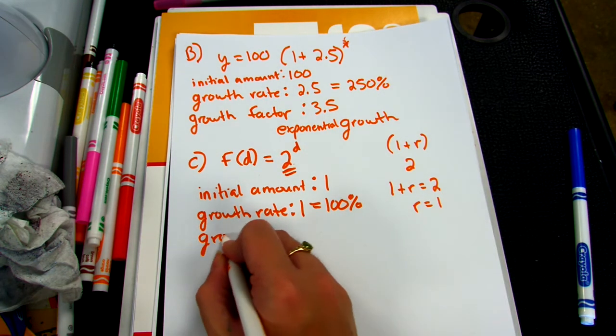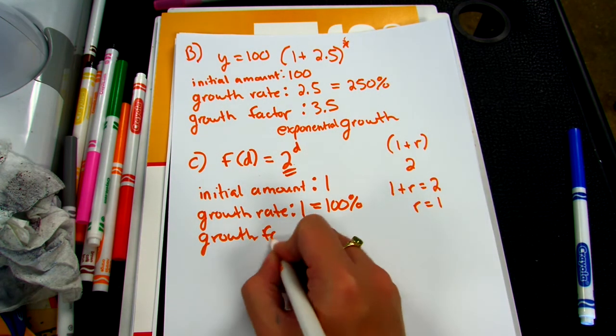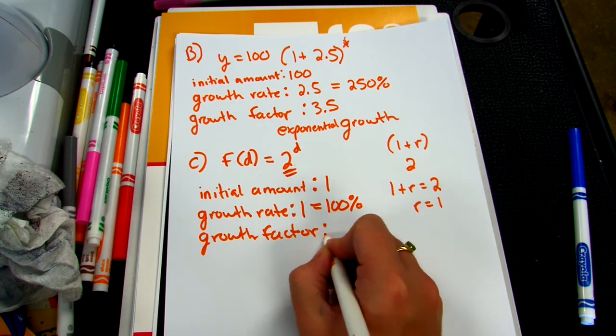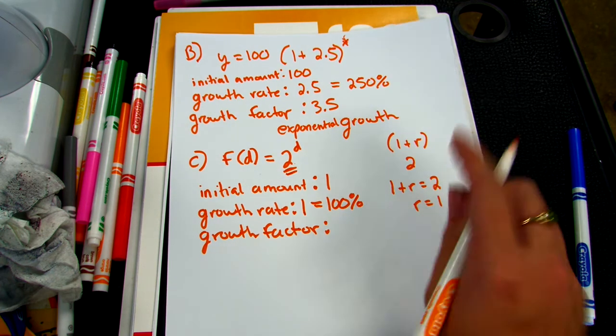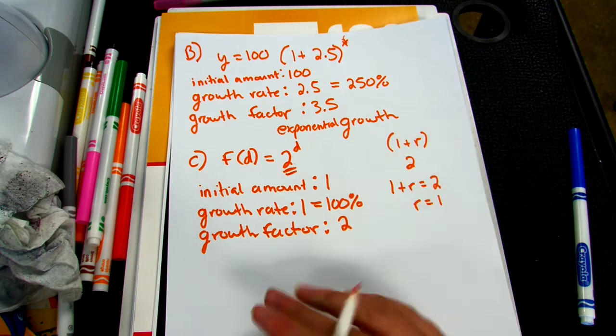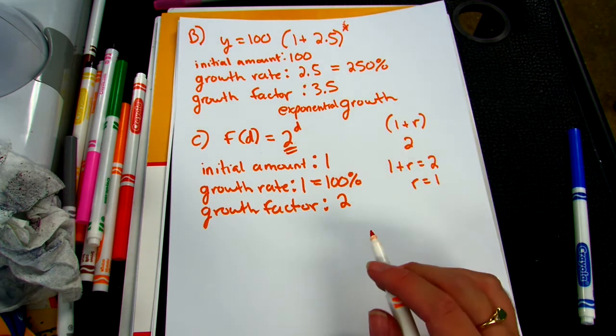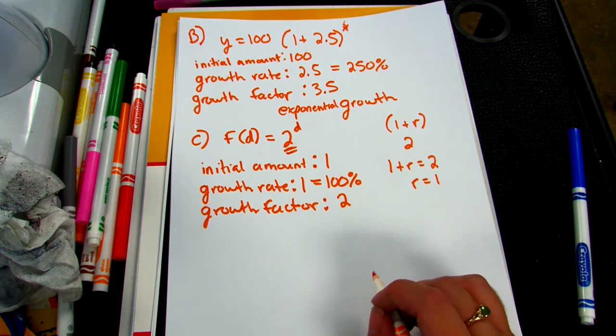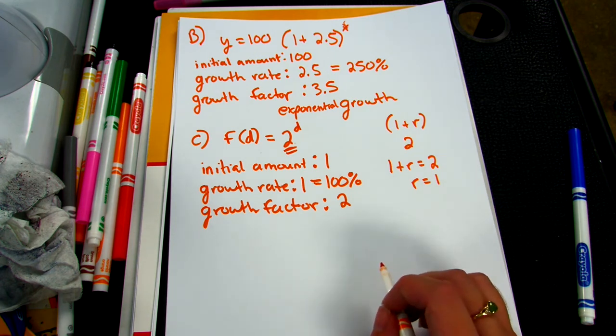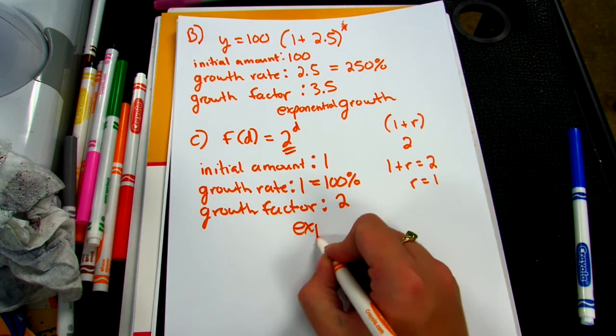And then next question, what is the growth factor? We already said that that would be 2. So is it an exponential growth or an exponential decay? Well, since our r is greater than 0, we have an exponential growth.